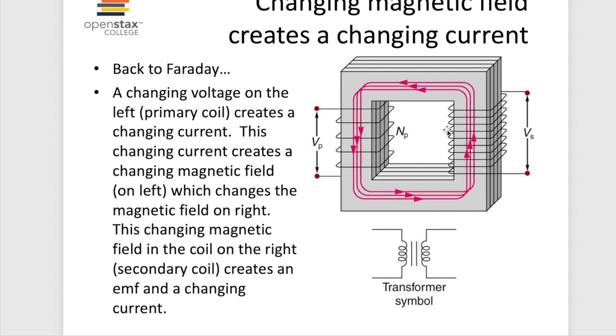Since the number of coils is different on both sides, even though the change in B field is going to be the same, since we have a different number of coils, we'll have a different output voltage. The secondary set will have a different voltage, either higher or lower, depending on whether I have more or less coils on the output side.